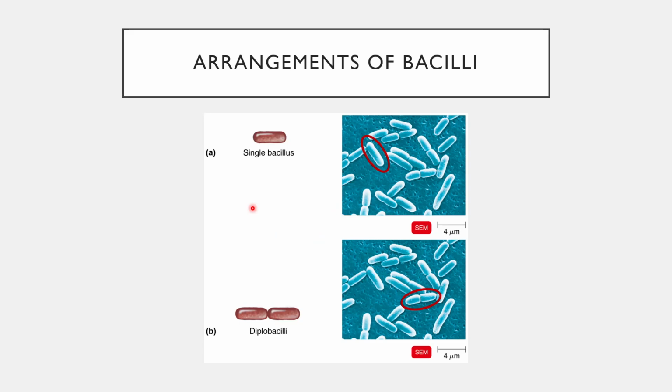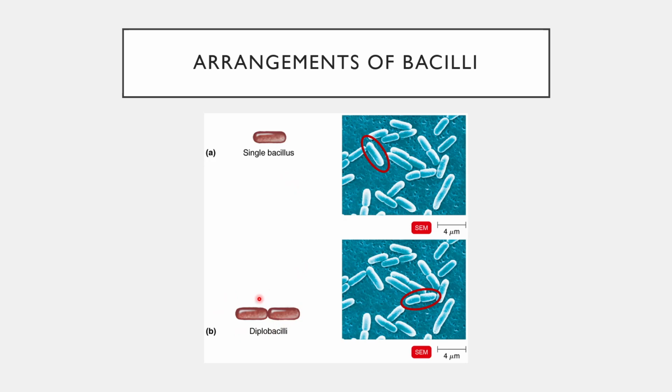So next we have the bacilli, or the rod-shaped bacteria. These bacteria can also have different arrangements, such as the single bacillus, which is the simplest possible arrangement of bacilli. This is where the single bacterium is not related to and not attached to any other bacteria.